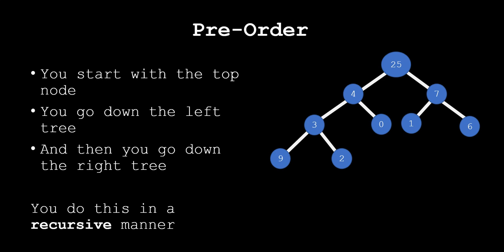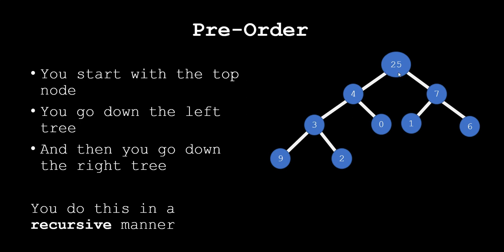Now, when we want to traverse through binary trees, there are actually 3 different methods: pre-order, in order, and post-order. So I'm going to go through them one at a time. Pre-order is when you start with the top node and you go towards the left. You write the left side first, and then you go down the right tree. So you always go to the left tree of a node and then you go to the right tree. And you're going to do this recursively.